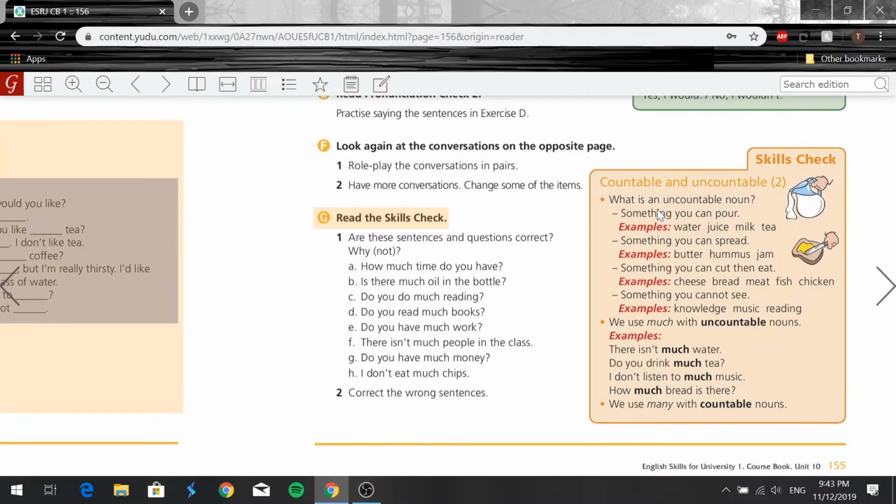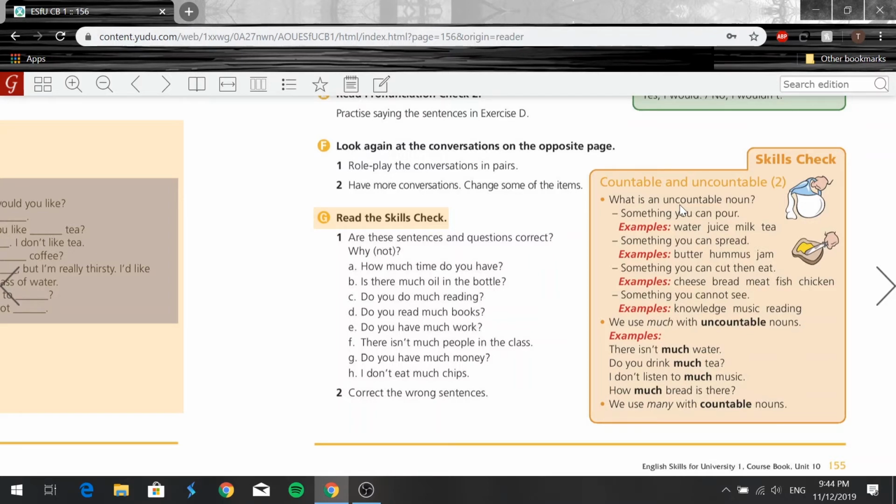Countable and uncountable. Remember, we talked about this. So, what is an uncountable noun? It could be something that you can pour, right? So, water, juice, milk, tea. It's something that you cannot count, you guys, okay? Something that you can spread, like butter, hummus, jam, peanut butter. All of these are good examples of things that you can spread, okay? Also, something that you can cut up, then eat, is not countable. So, for example, cheese, bread, meat, fish, chicken, all of these are things that you cannot count.